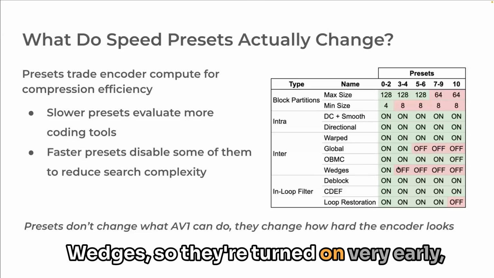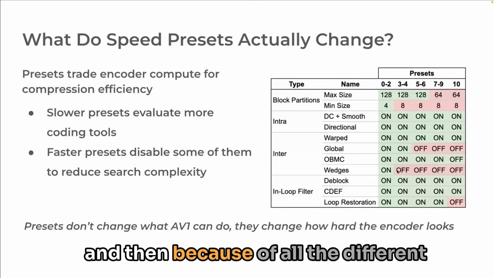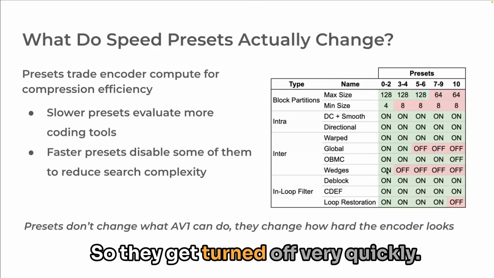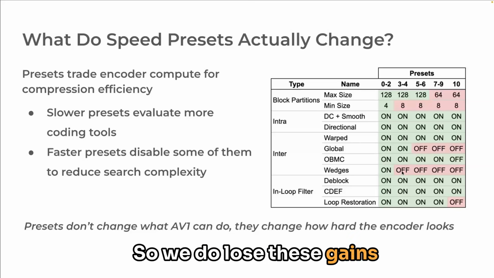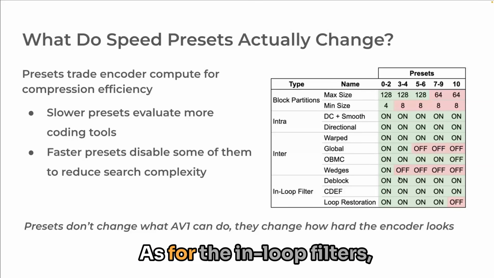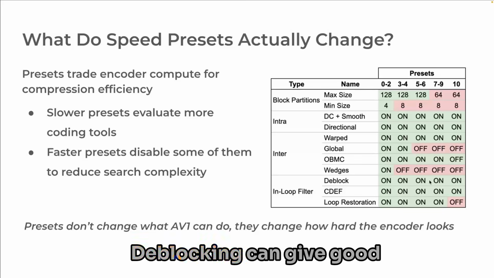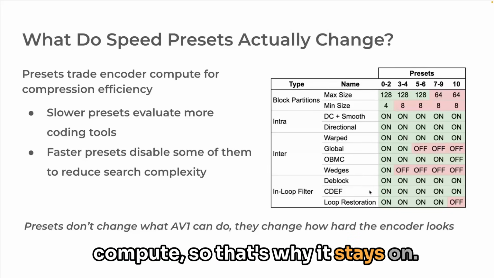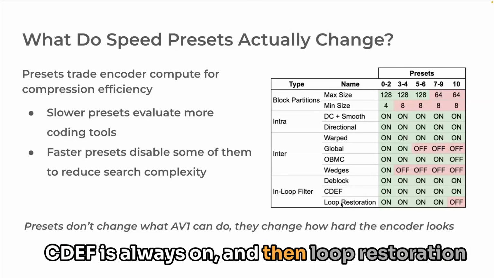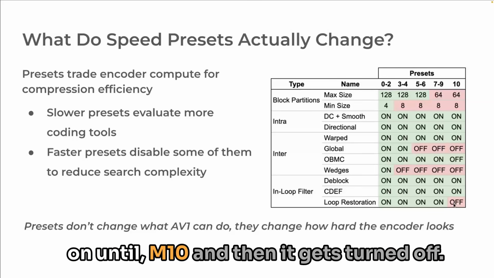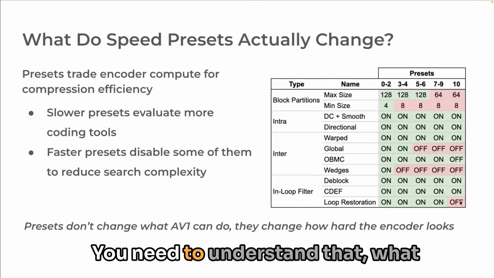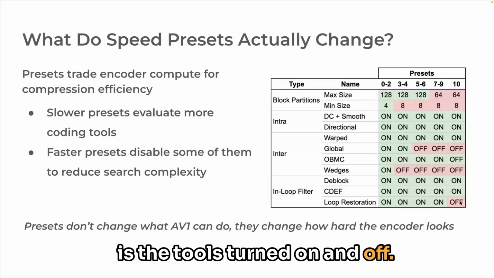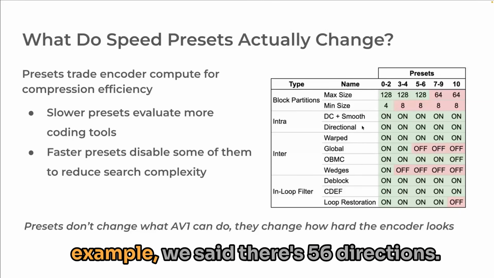Wedges are turned on very early, and then because of all the different wedges you need to search, that makes everything a lot more complicated, so they get turned off very quickly. So we do lose these gains here, which were about 7%. As for the in-loop filters, deblocking is always on. Deblocking can give good gains and is relatively cheap to compute, so that's why it stays on. CDEF is always on, and then loop restoration is on until M10, and then it gets turned off. You need to understand that what you're seeing in the documentation is the tool being turned on and off. The directional one here is going to be a good example.